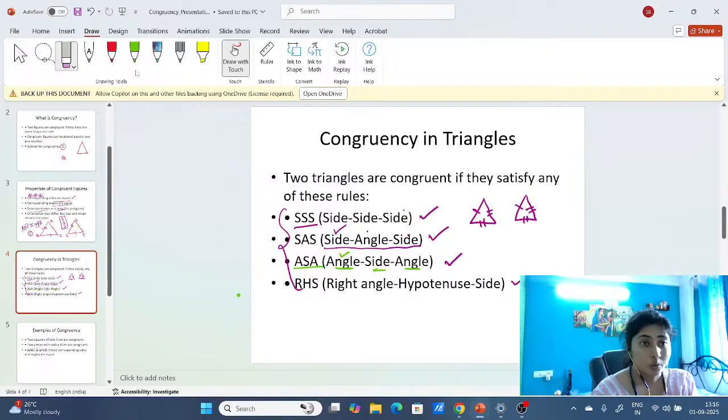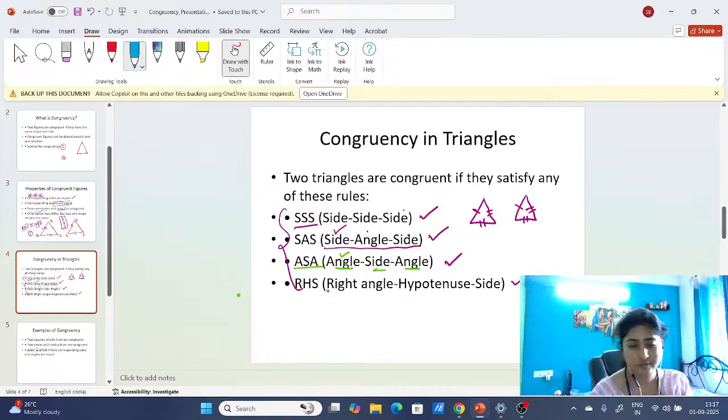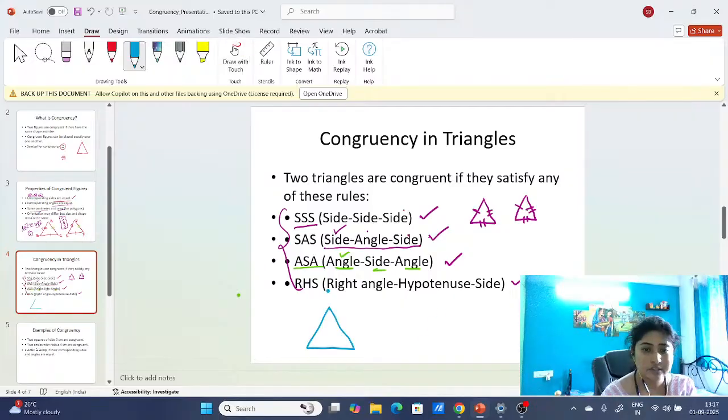Okay, so this time I will use which color? I think sky color will be fine. Okay, so ASA, right? ASA means we will have two equal angles and one included side.